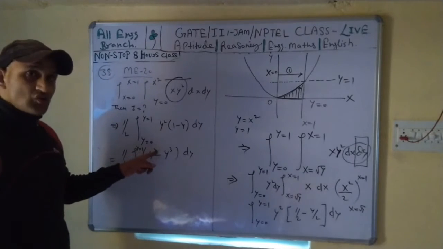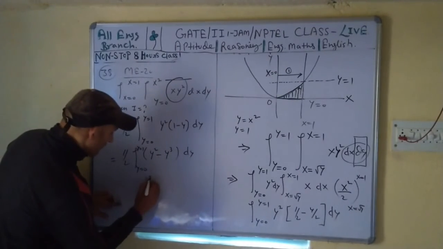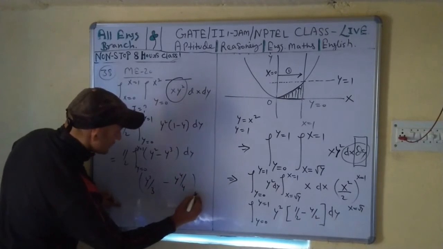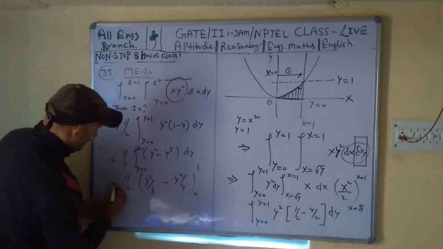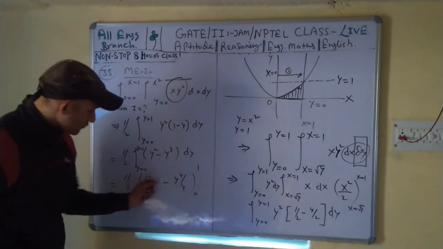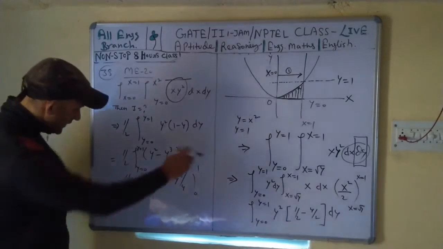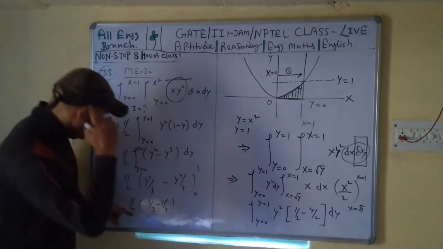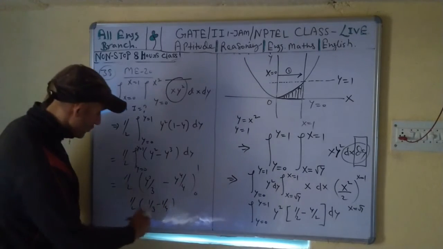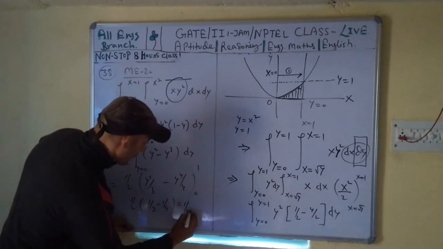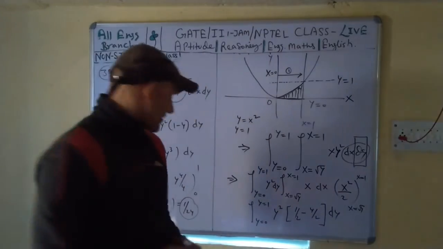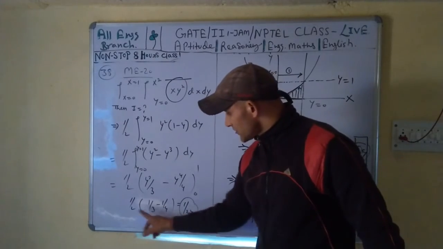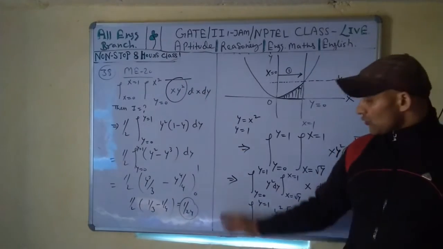y to the power 2 gives y to the power 3 upon 3, and minus y to the power 4 upon 4, from 0 to 1, and this is 1 upon 2 constant. So now at first put 1, then put 0. At 0 it is 0. So 1 upon 2 times 1 upon 3 minus 1 upon 4. So 4 minus 3 is equal to 1, 4 times 3 is 12, 12 times 2 is 24. 1 upon 24 is your answer. I think you understand. That is high school: 4 minus 3 is 1 and 4 times 3 is 12, 12 times 2 is 24. 1 upon 24 is the correct answer.